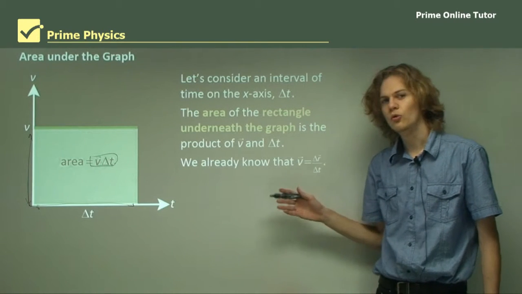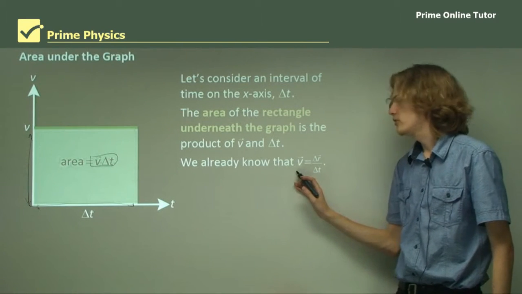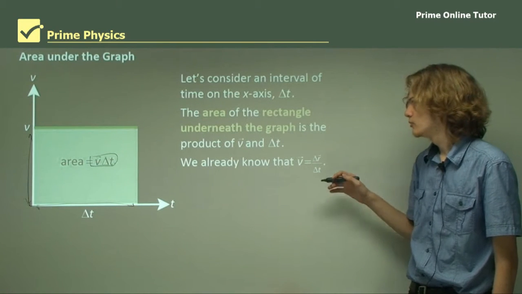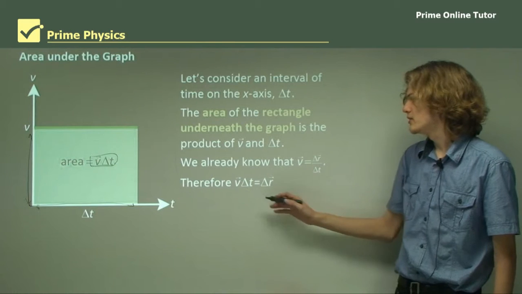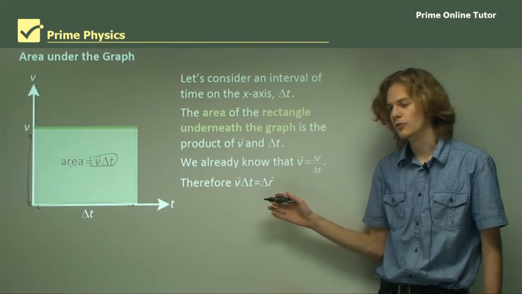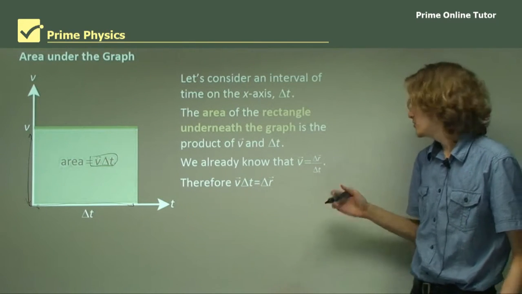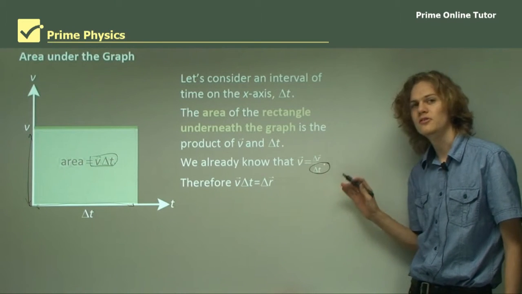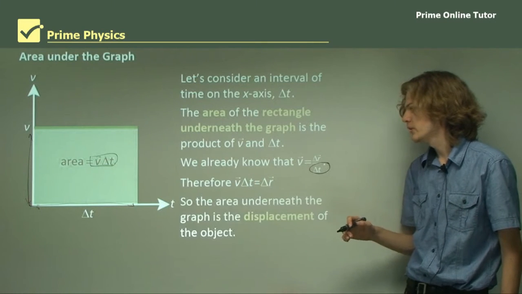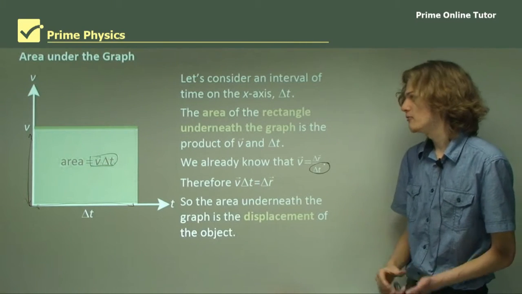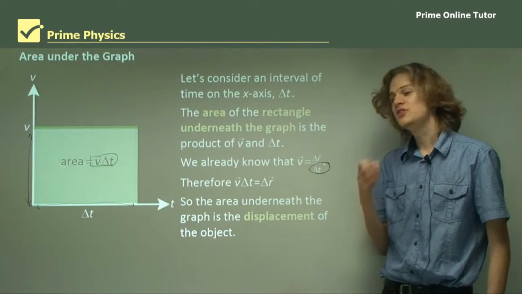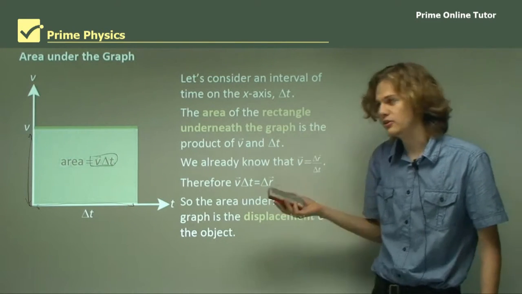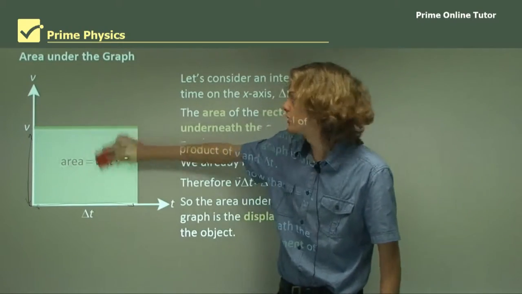We know from our previous studies that the velocity of an object is delta r over delta t. So substituting this in, we can see that v delta t is delta r. It's easy to see, as you multiply both sides by delta t at the bottom. And so the area underneath the graph, v delta t, actually gives you the displacement of the object. Just by examining the area underneath the velocity-time graph, we can tell how far the object has moved.